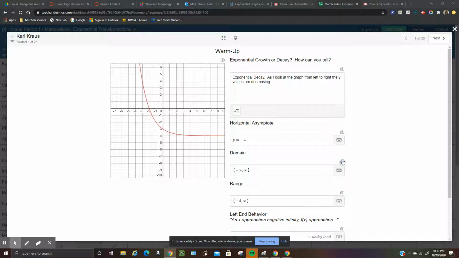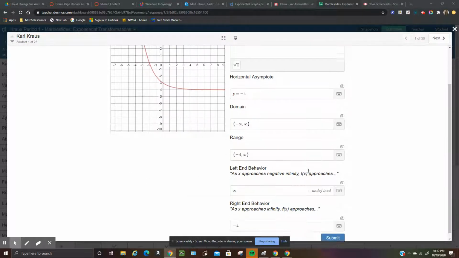Is this exponential growth or decay? I can tell it's exponential decay, as I look at the graph from left to right, the y values are decreasing. The horizontal asymptote is right here, y equals -4. The domain from left to right is negative infinity to positive infinity, and the range starts at the bottom, -4 to infinity.